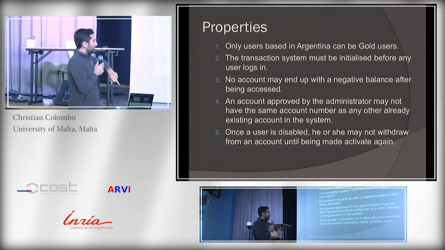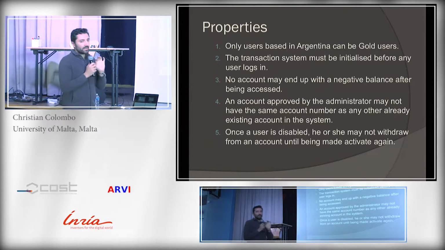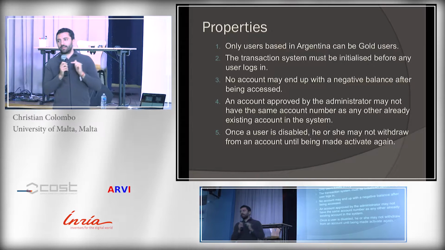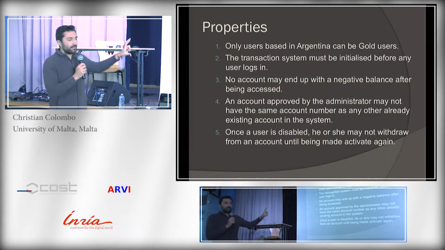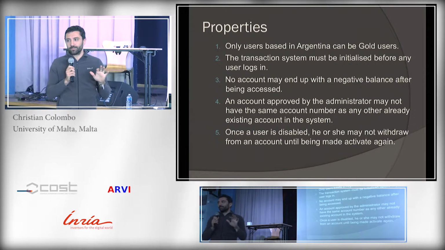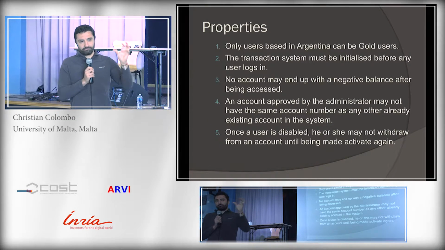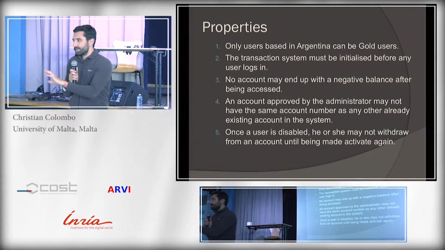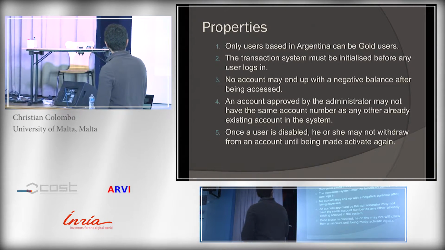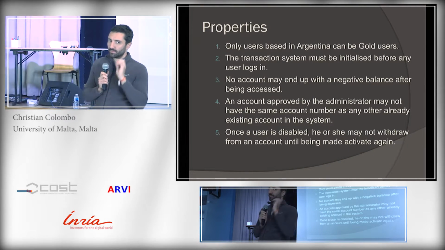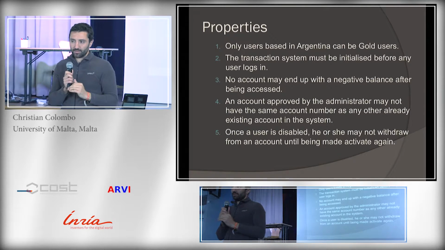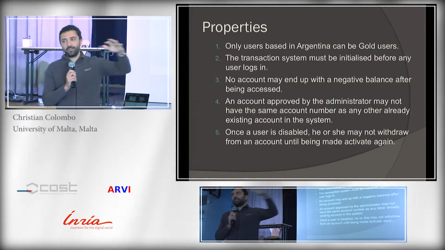Another slightly more complex property is the fifth one, that once a user is disabled, that user cannot withdraw from an account until being activated again. Do you see a difference between property 2 and property 5? There is a substantial difference. Any ideas? Sorry. So the difference is with the level of the property. So property 2 is about the general system.